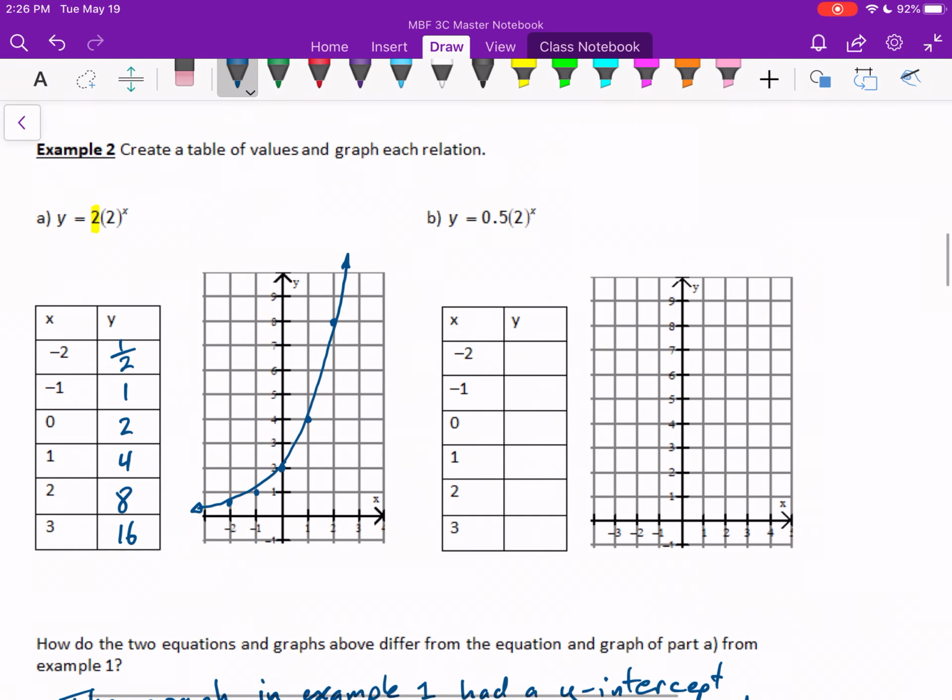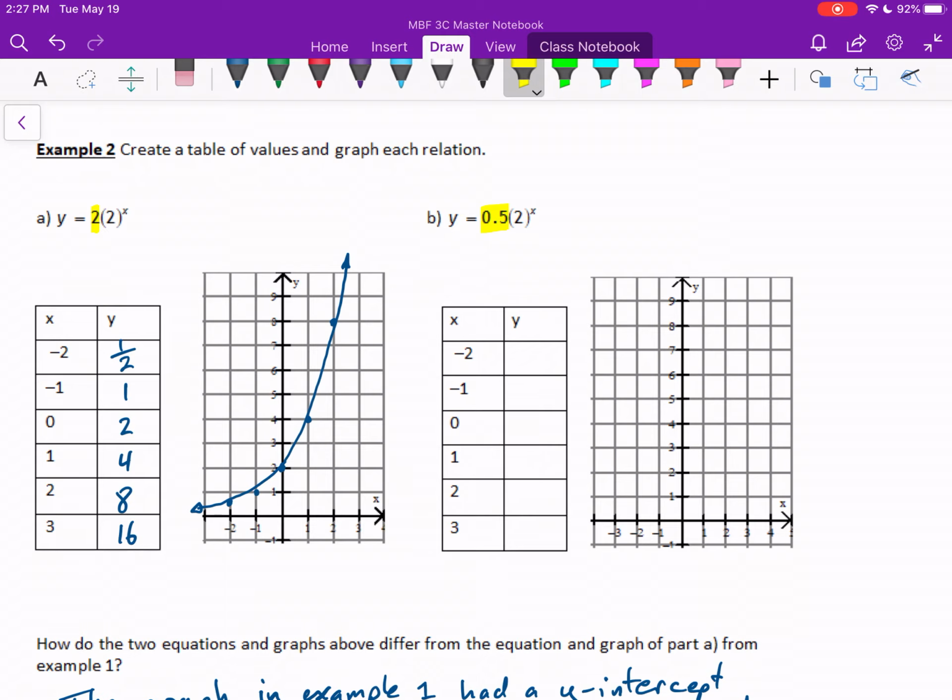Here, we've done the same thing. We're going to take all those answers from question 1a, but instead of multiplying by 2 this time, we're going to multiply them by a half. 0.5 is the same as a half. Multiplying by a half is the same as dividing by 2.